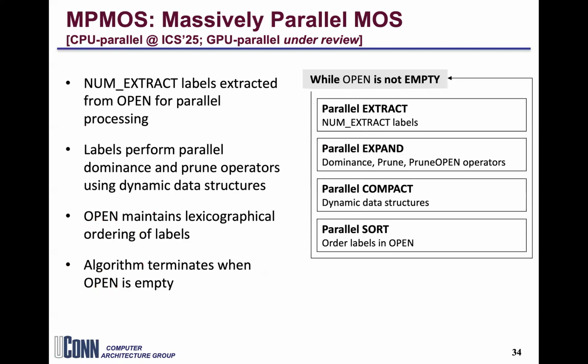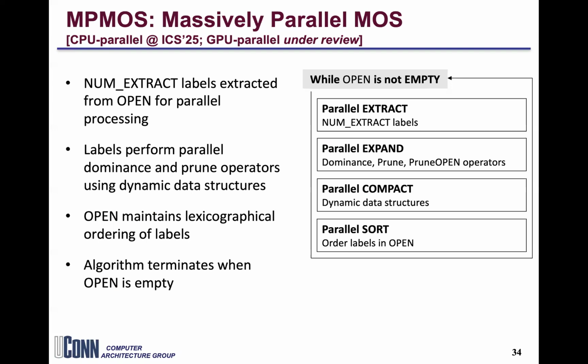Right. So let me just zoom through this, 5 more minutes, and then we'll try to wrap up. So we proposed MP-MOS. This is the first ever multi-objective parallel shortest path algorithm, and it's a parallel implementation. What we do, in essence, is extract num-extract labels from the open list, where num-extract is a system parameter that you have to tune. These labels are then processed in parallel for dominance and pruning checks. We maintain a lexicographical ordering of these labels, and the algorithm terminates when the open list is empty. So you have to keep iterating and performing these steps over and over again until then.